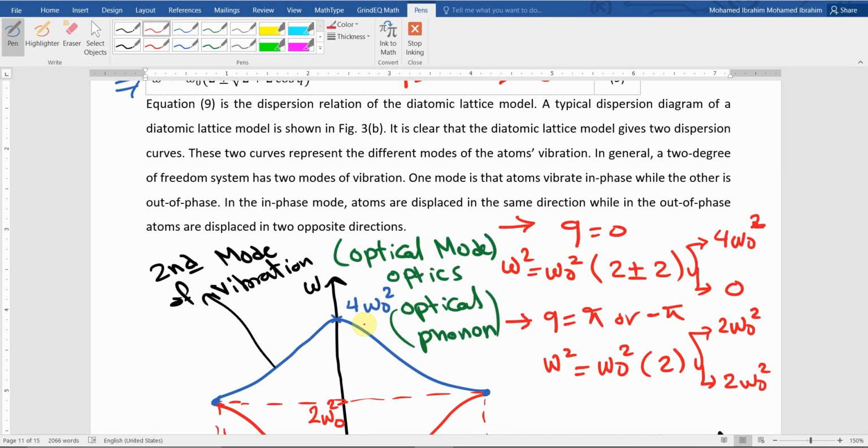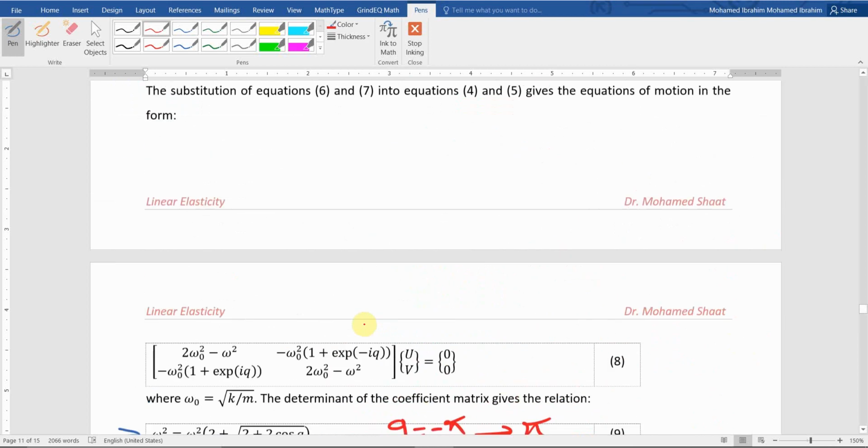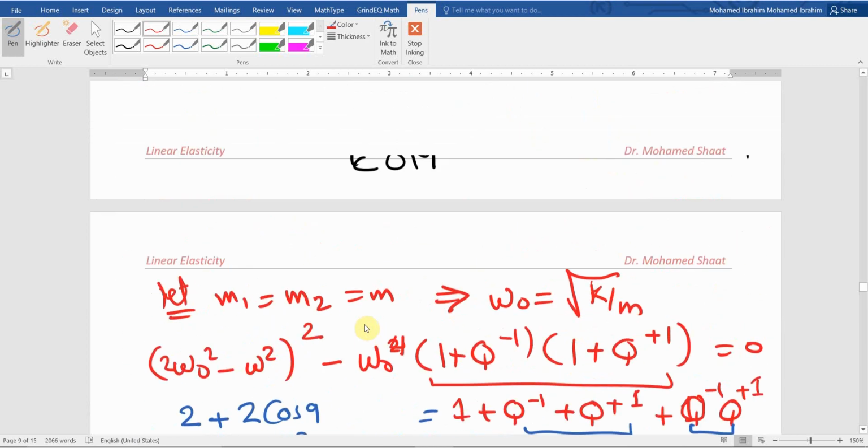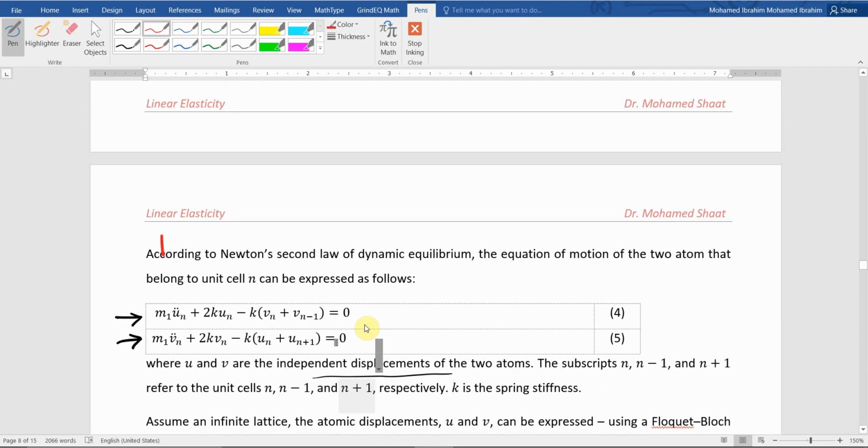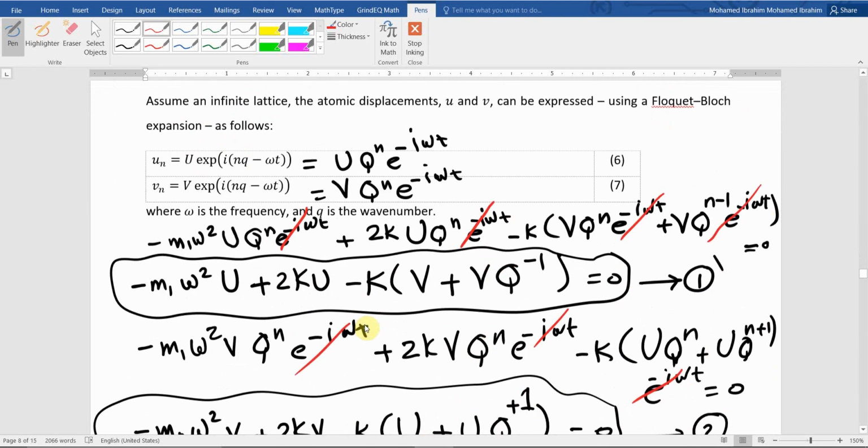So what I'd like to demonstrate through these two examples, the first one, the monoatomic lattice, and the second one, the diatomic lattice, is that everything is related to the vibration or the movement of the particles inside the material. If you have a material and you are interested in studying the mechanics of its particles, this particle represents the main building unit. It could be an atom, a molecule, or a grain, if we are talking about a polycrystalline material.